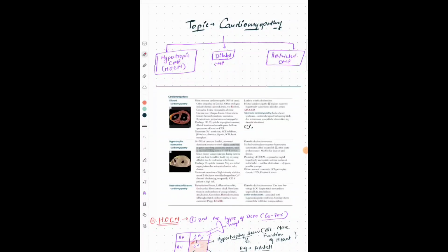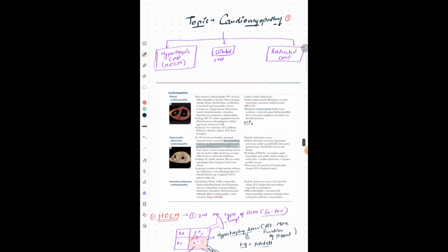In this video we are talking about the cardiomyopathies. There are three kinds of cardiomyopathy. The first one is hypertrophic, the second is dilated, and the third is restrictive cardiomyopathy. First we will discuss hypertrophic cardiomyopathy, commonly known as HOCM.